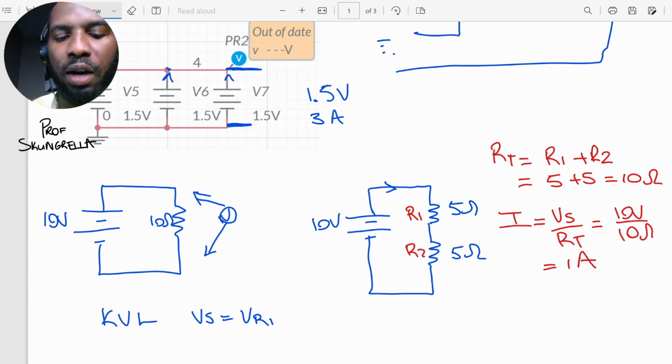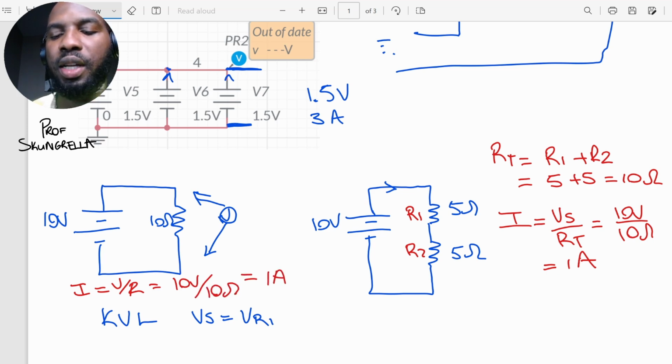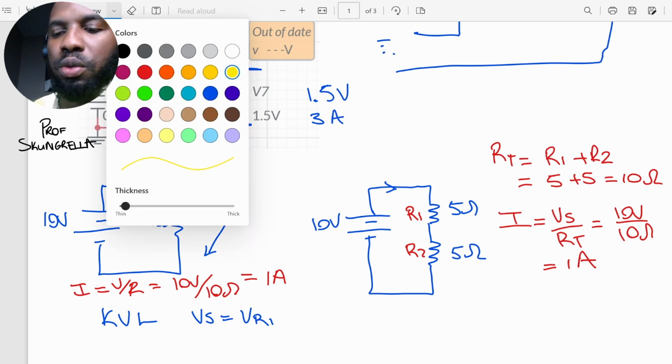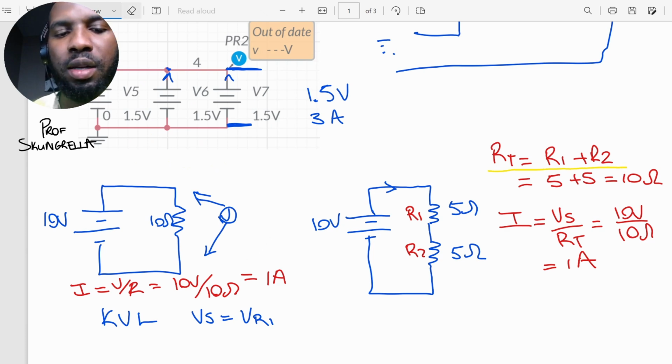Notice over here, our current was equal to V over R, which was 10 volts over 10 ohms, which gives us 1 ampere as well. So you can see that the series circuit is just the same resistance broken up into smaller pieces. We have 5 ohms that add up to 10 ohms, so we have the same current in the circuit because the resistance is the same. So far we have seen that in series circuits, the resistance is equal to the sum of the resistances. Then we also saw that we can find the current using Ohm's law.